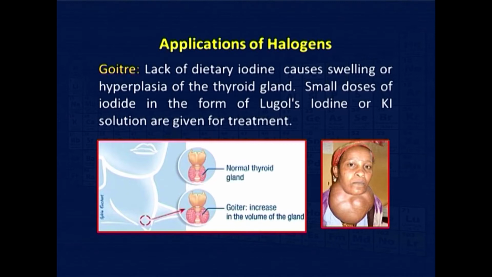It is the presentation for goiter. This is the status of the normal thyroid gland, and this thyroid gland is getting increased in the volume of the gland, in this representation, and this is the state of the throat in such a deficiency. It appears due to the lack of dietary iodine, which causes such swelling of the throat. It can be treated with potassium iodide solution or Lugol's iodine.